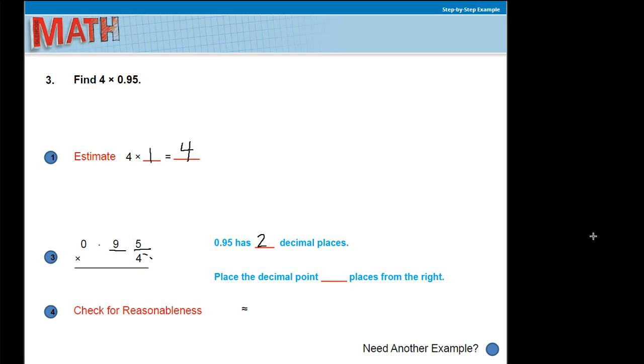So 4 times 5 is 20, so 0, carry the 2. 4 and 9 is 36, plus 2 is 38, so 8, carry the 3, and then 4 times 0 is 0, plus 3 is 3, and now we need to move it 2 decimal places, okay? So your decimal place should be between the 3 and the 8, all right, and that is 3.8 is roughly around 4. So place the decimal point 2 places from the right. Okay, so just like we did here, I dropped the 0 because we really don't need that extra 0 at the end of our number.